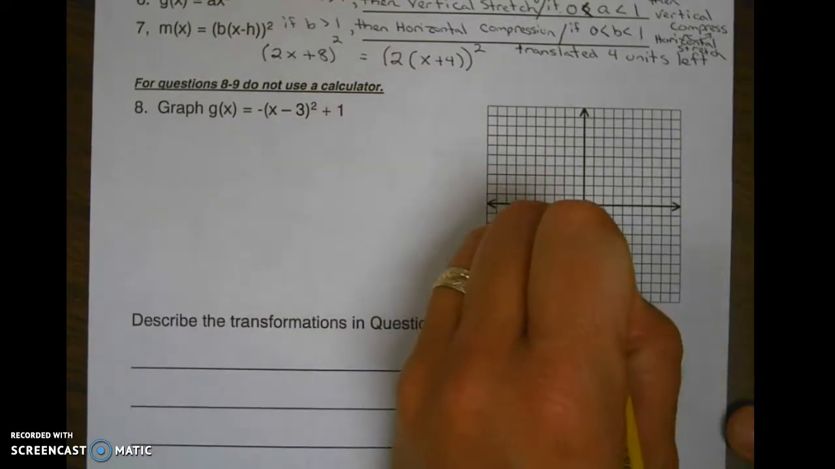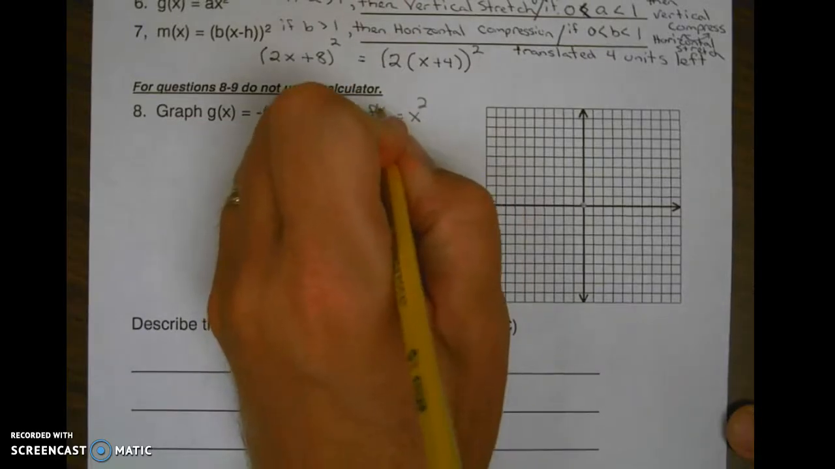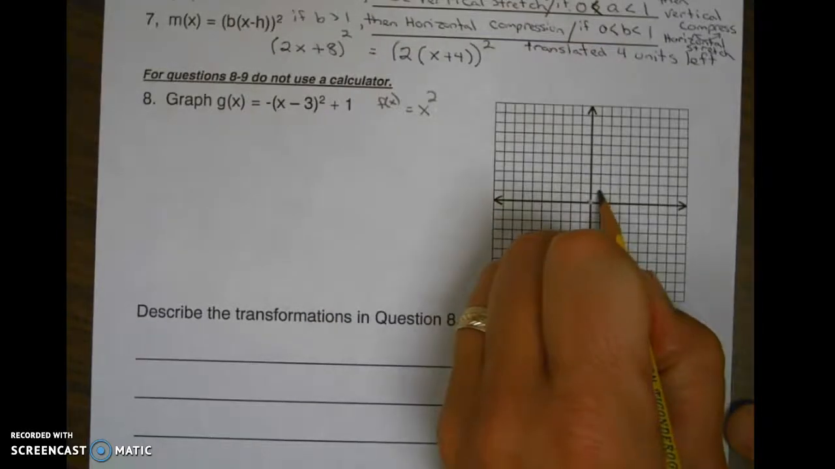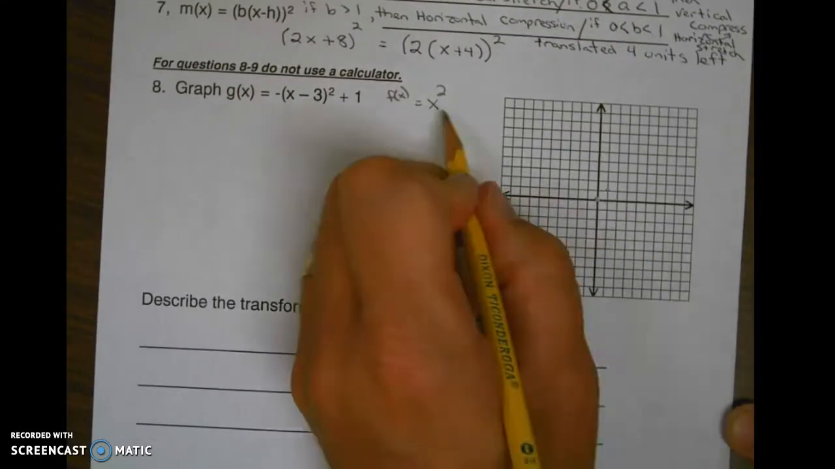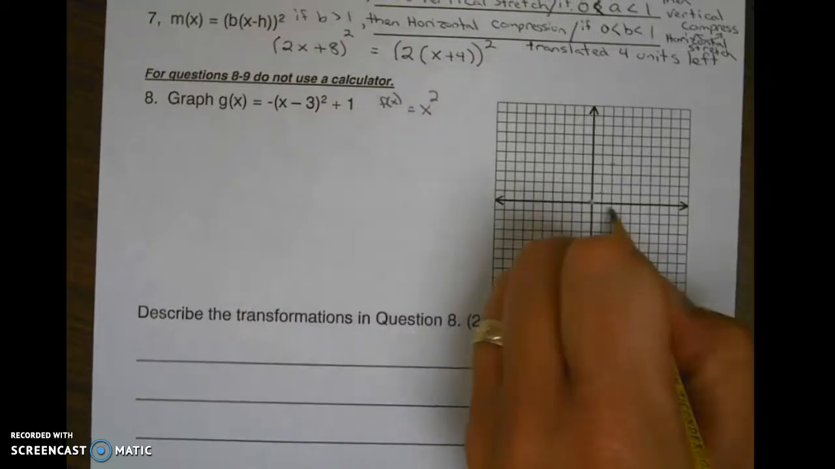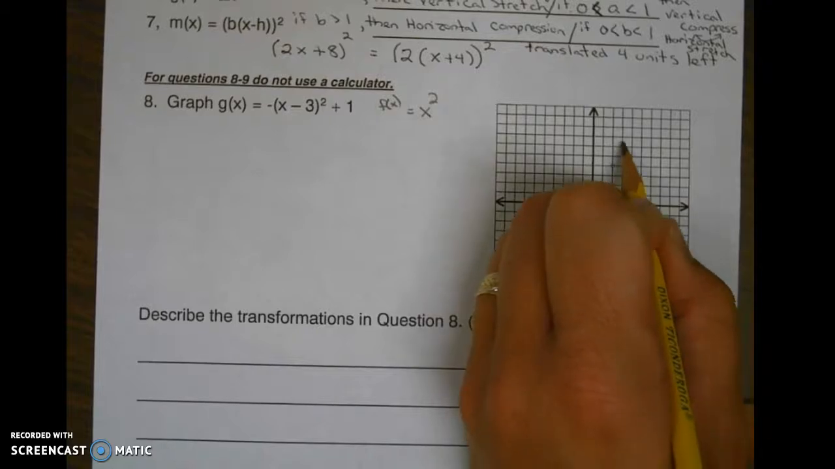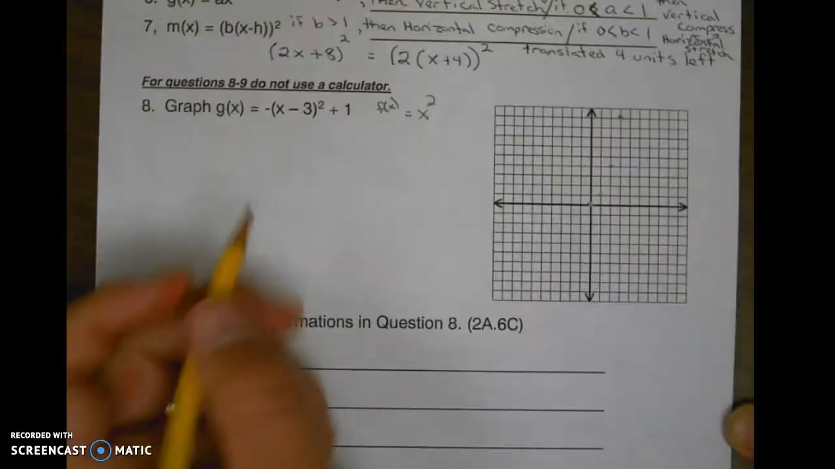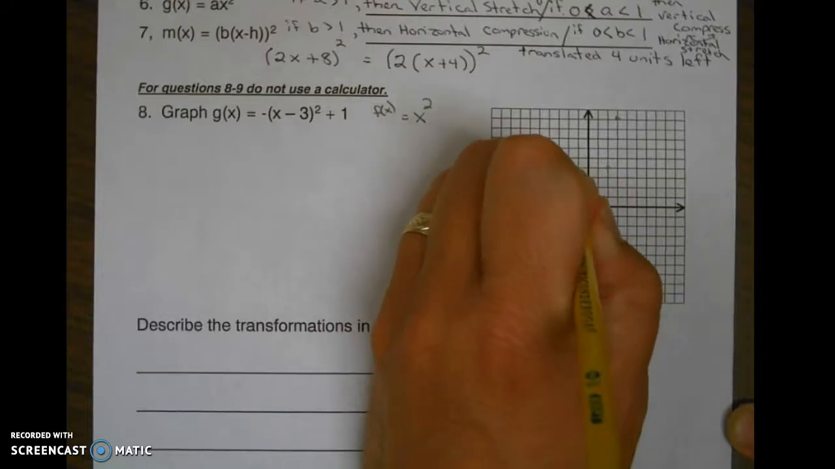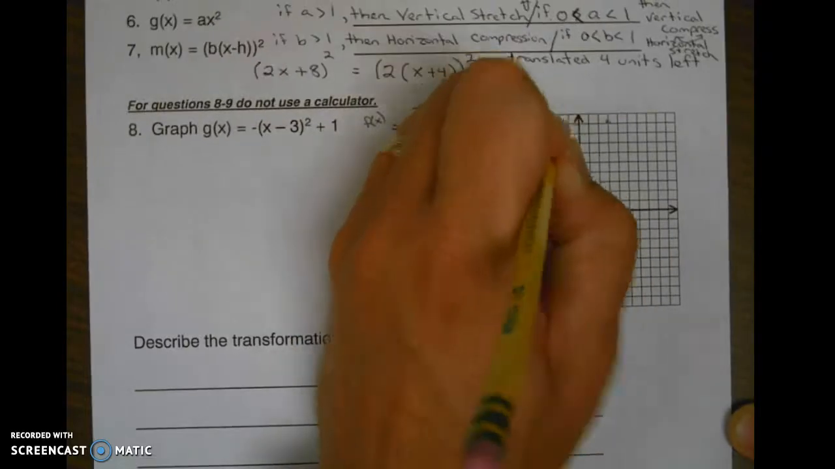So the parent goes through 0, 0. Okay, so if I plug a 1 in, 1 squared is 1, so 1, 1. If I plug 2 in for x, 2 squared is 4, 2, 4. Plug a 3 in, 3 squared is 9, so 1, 2, 3, and up 9. Okay, and it's symmetrical, so on the other side it's going to be the same. So here's our parent.